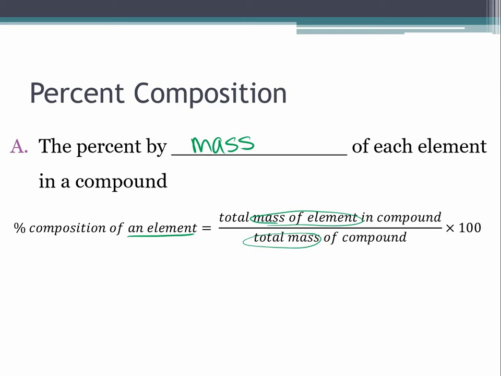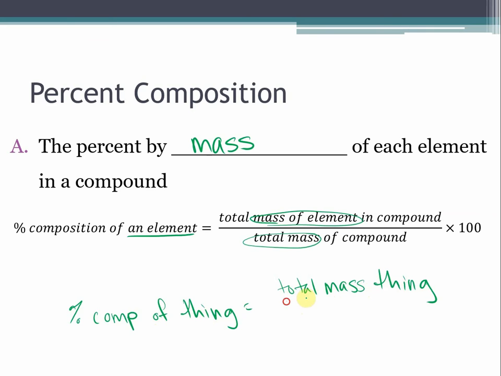You can do it for really anything, and a more generic equation is: your percent composition of the thing you're looking for, regardless of what that thing is, equals the total mass of the thing divided by the total mass of the compound, multiplied by 100. So anything you're looking for divided by the total mass times 100.